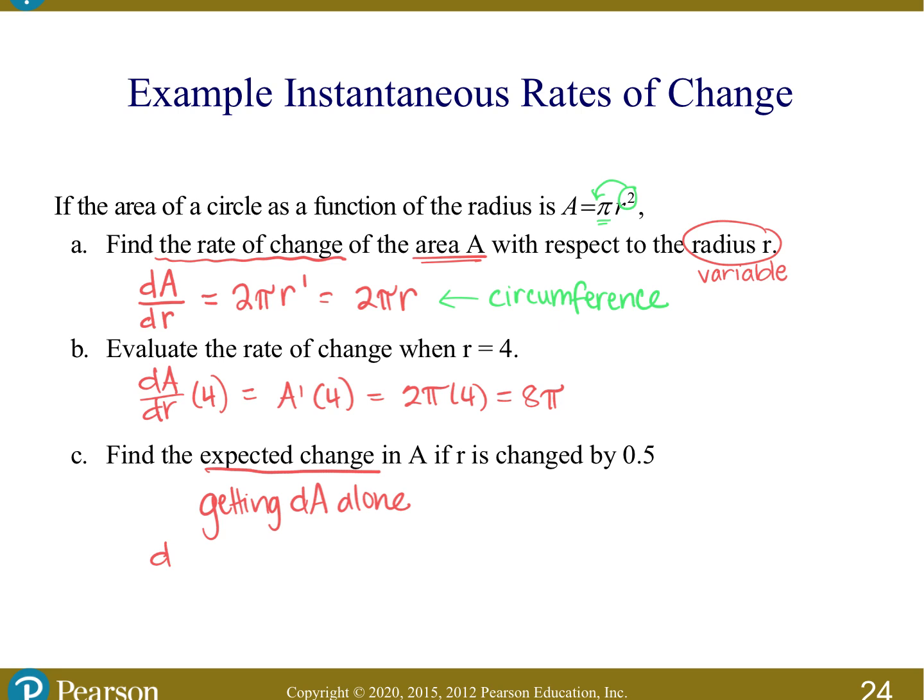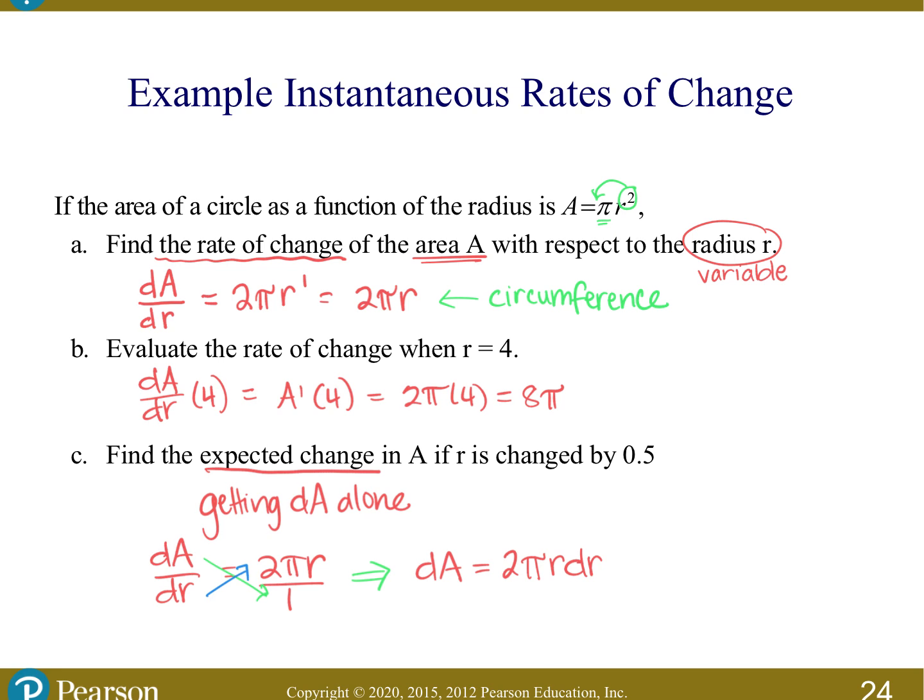So if we have the equation dA over dr equals 2 pi r, if that's our formula from part A, and we want to get dA alone, we're going to drop a 1 under here, and we will cross multiply. And so when we do our cross multiplication, dA is going to come down, so we'll have dA. And then when we cross multiply the other direction, we will end up with dr times 2 pi r, or we write that as 2 pi r, and then with a dr on the end.